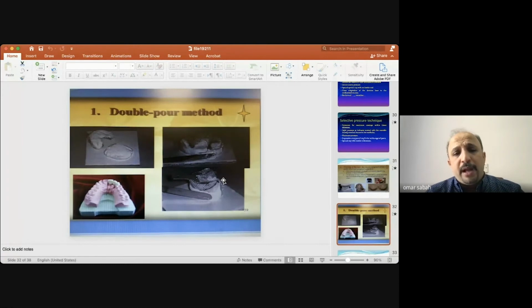Look, when I finish the double pour method and the impressions, I should make a base so the cast is easy to handle and not likely to fracture. So I should have a base. Now I can make a base from a different material than the one I poured in the first tray.